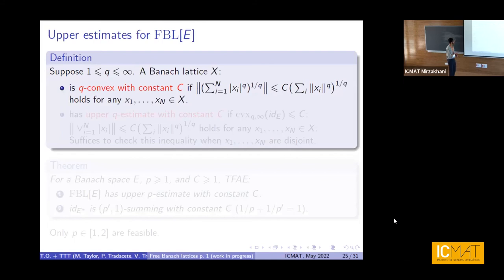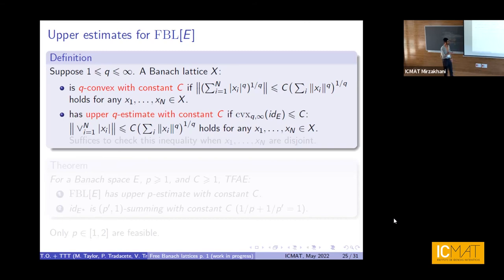To give you the applications, I first of all remind you of the definition of a Banach lattice being Q-convex with constant C. So Q-convexity requires this condition. And if we relax it a little bit, we say that a Banach lattice has an upper Q-estimate, once again with constant C. Well, it just means that this horribly named norm from the previous slide, the norm of the identity on it, does not exceed C.